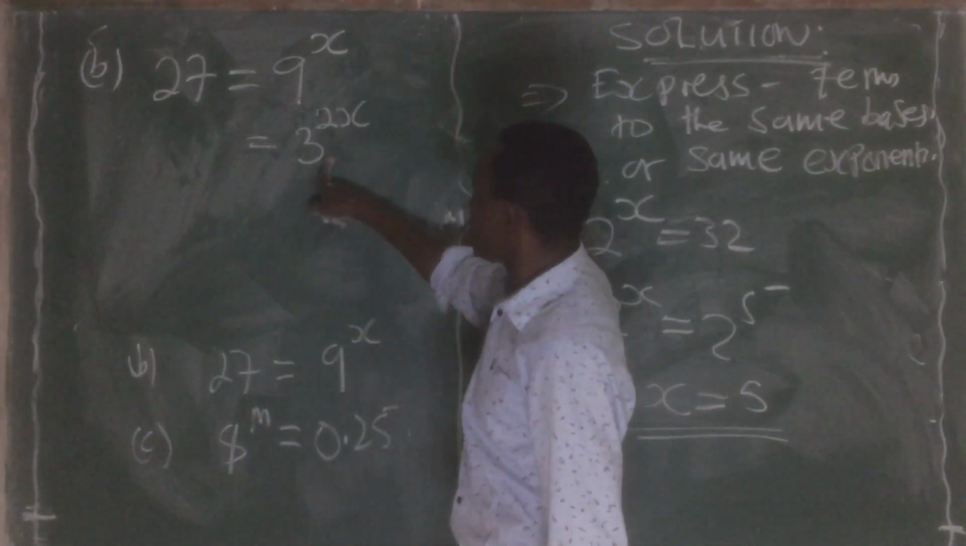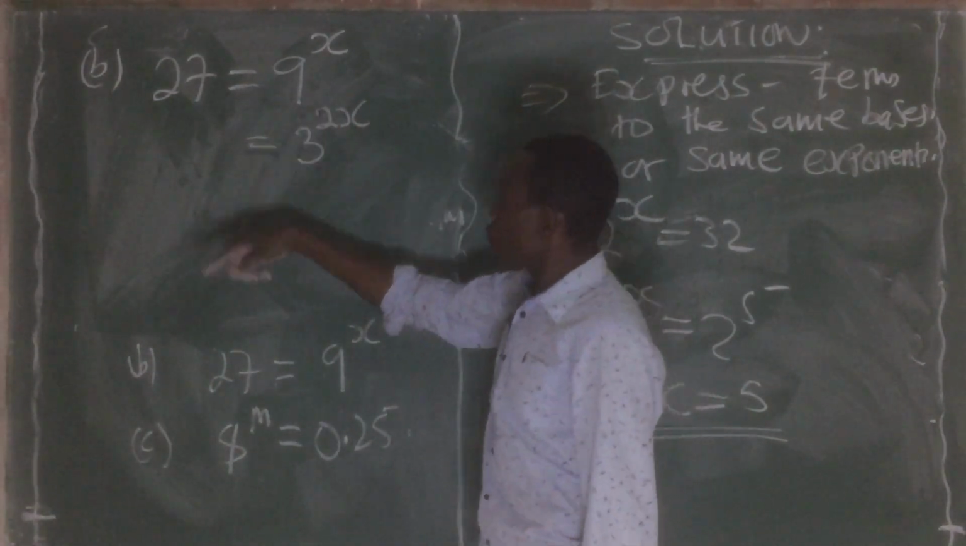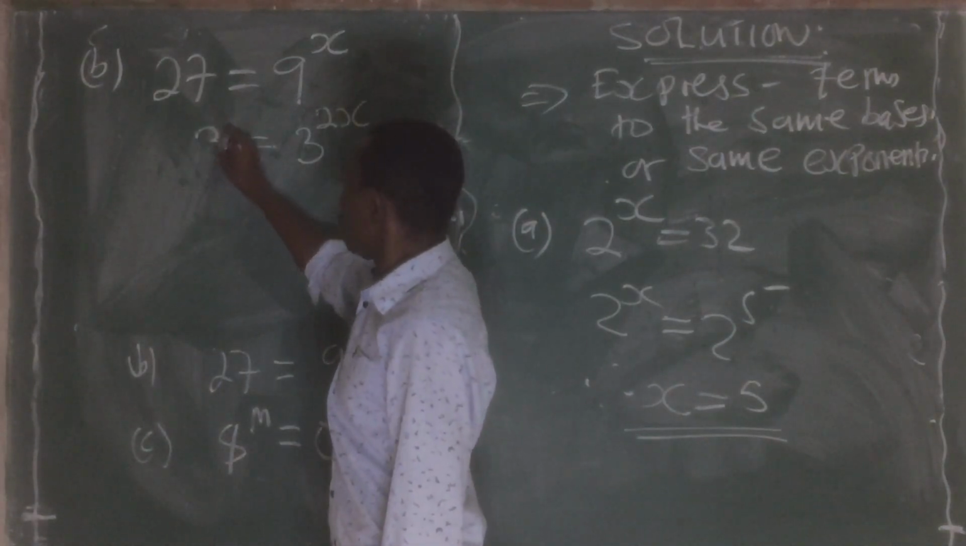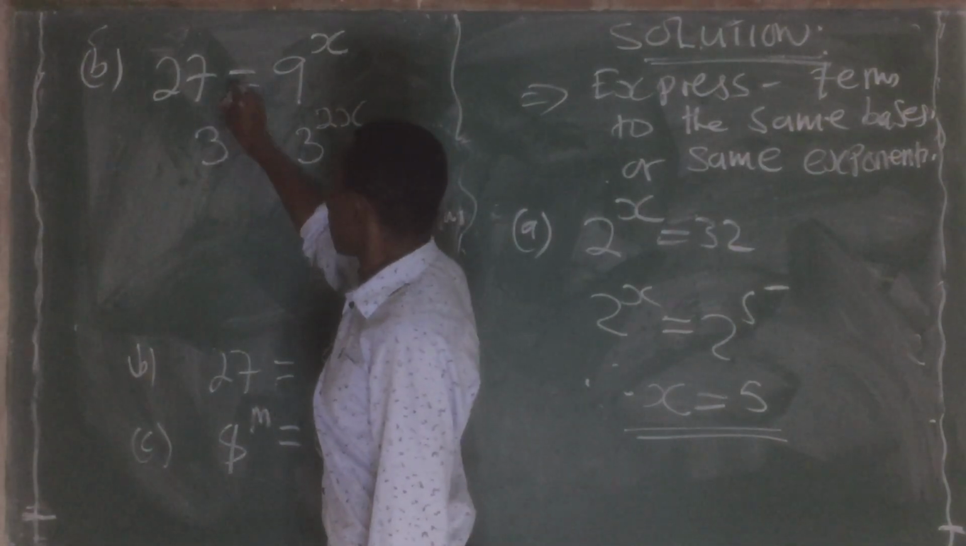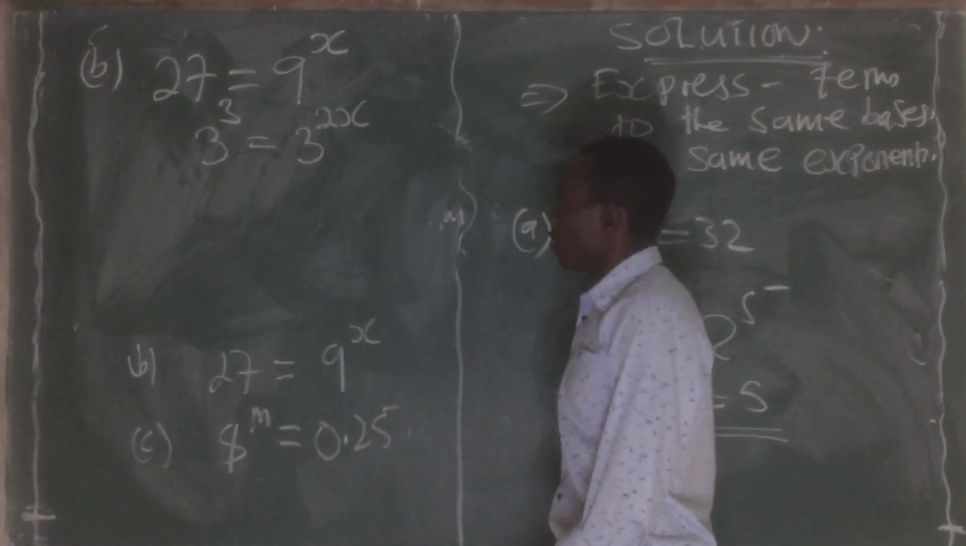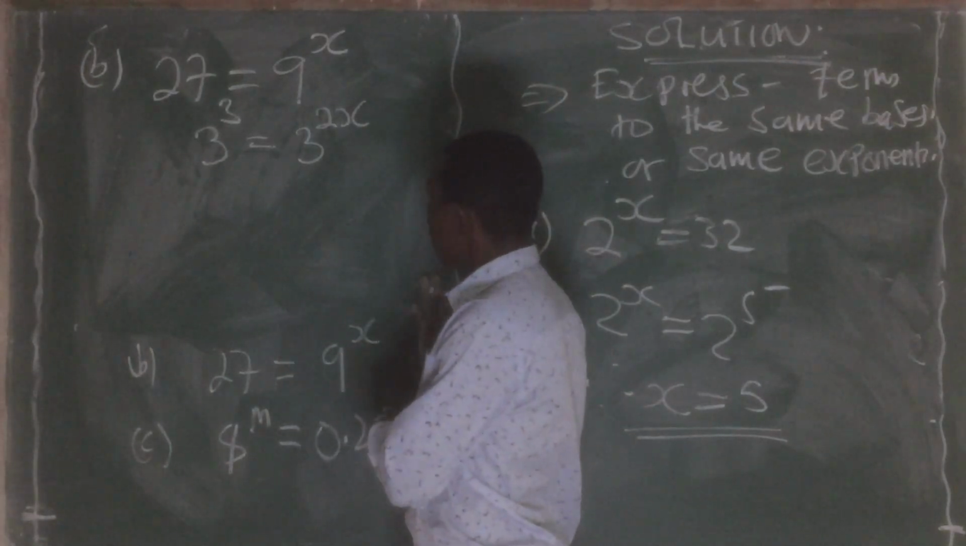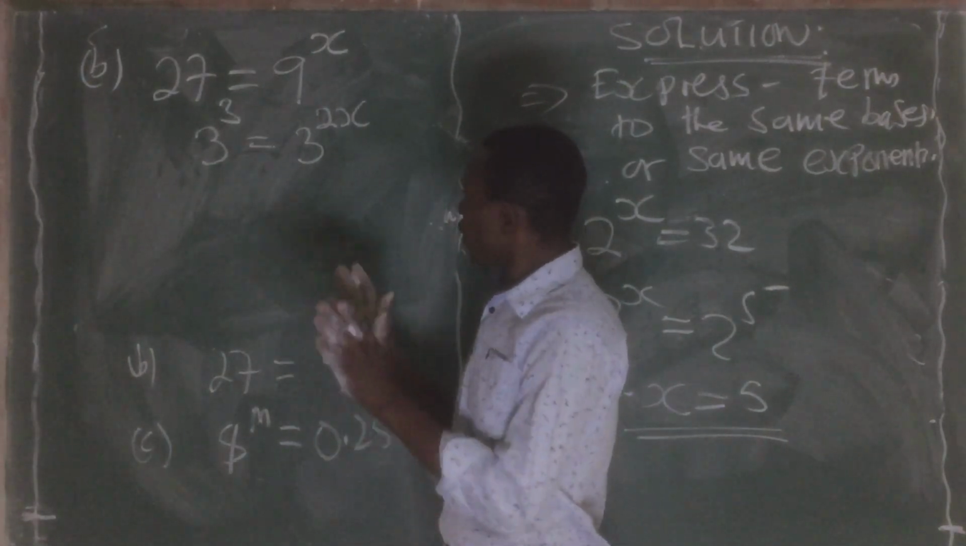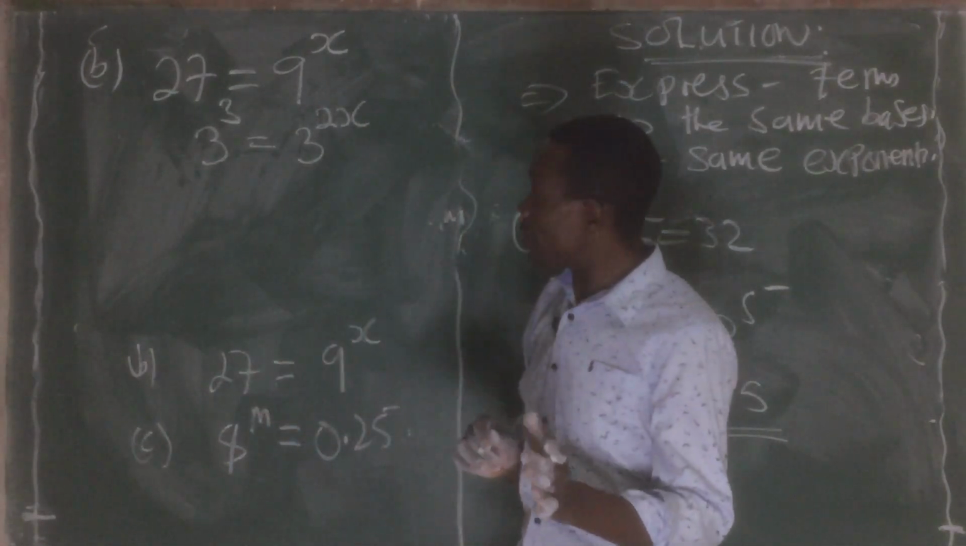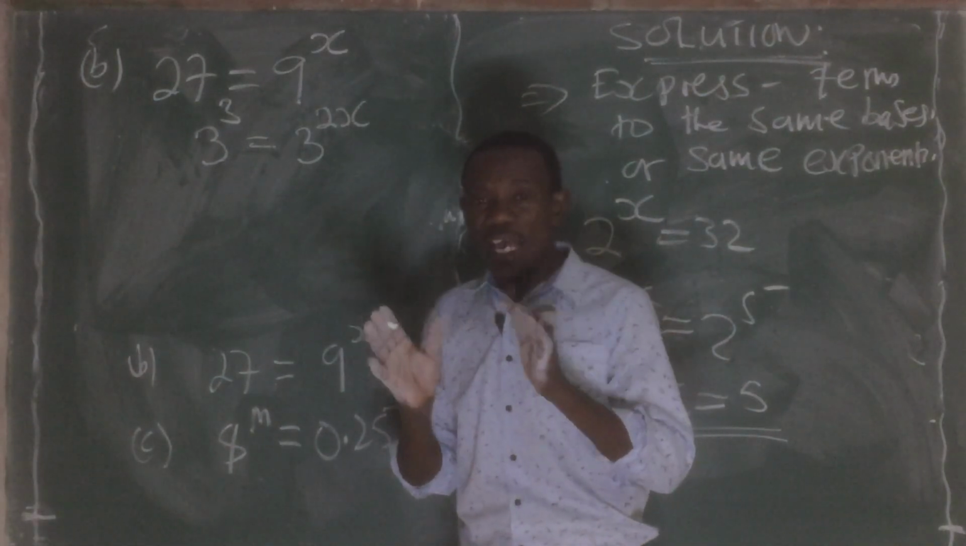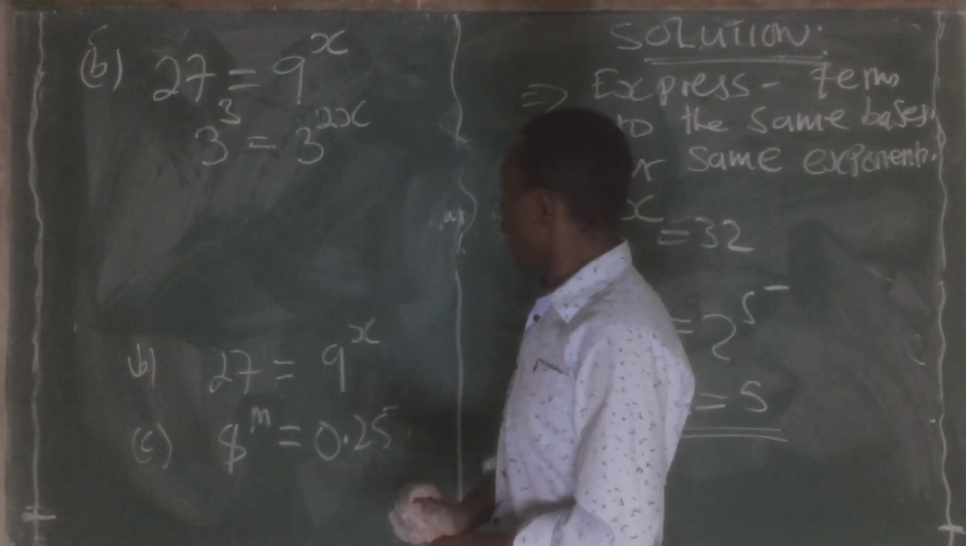So now you look at the 27. Here the base has been changed to a 3 from a 9. You find that 27 can also be expressed to base 3, which gives you 3 to the power 3. So that's what we do. If terms cannot be expressed to the same base, try at least to consider a different base as we have done here.